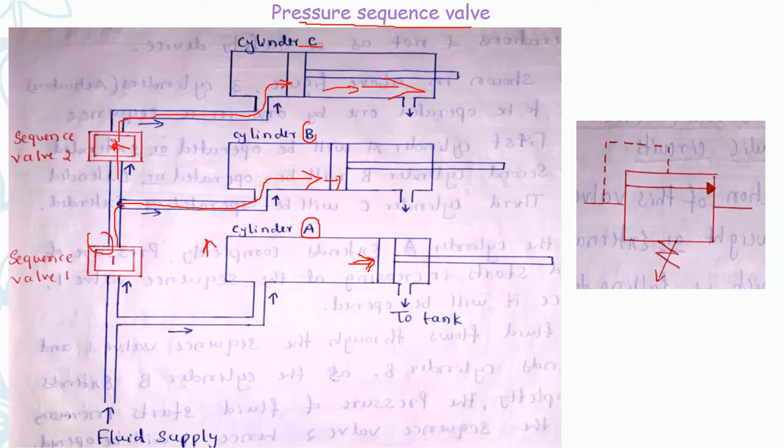First cylinder A, then if the pressure exceeds, sequence valve 1 will open, then cylinder B will extend, then if again the pressure exceeds, sequence valve 2 will open and the fluid will flow to cylinder C and it will be extended, and so on. This is how the pressure sequence valve operates. And on the right hand side you can see the symbol used for the pressure sequence valve.